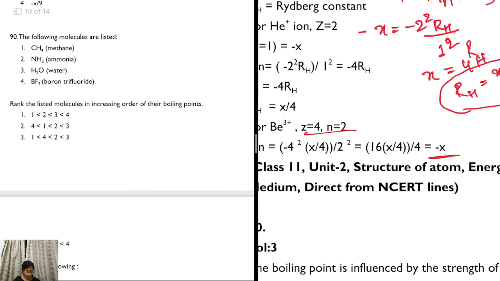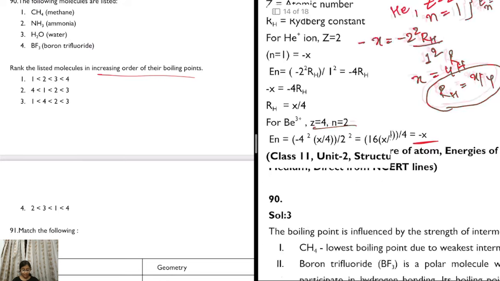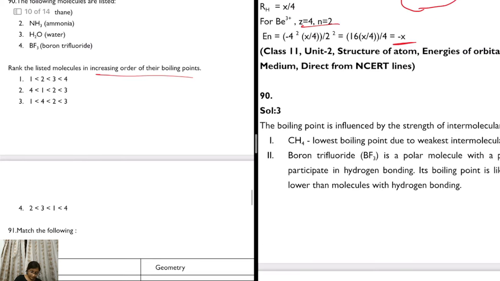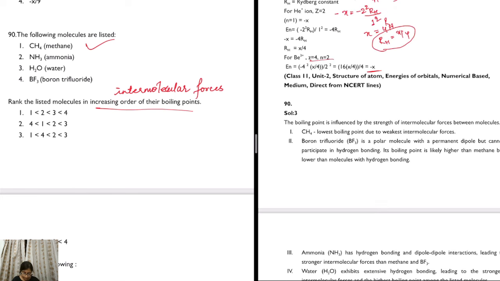In the next question, the following molecules are listed. We have to rank these in increasing order of the boiling point. See, the boiling point always depends on the intermolecular forces. So here you see CH4, it has weak dispersive forces. It has weak forces. Now in ammonia, we have hydrogen bonding. Here also we have hydrogen bonding, which is a relatively stronger force, which is very strong. Okay.